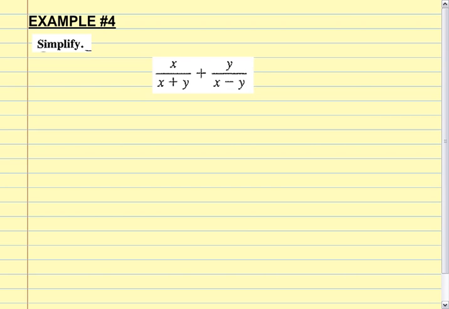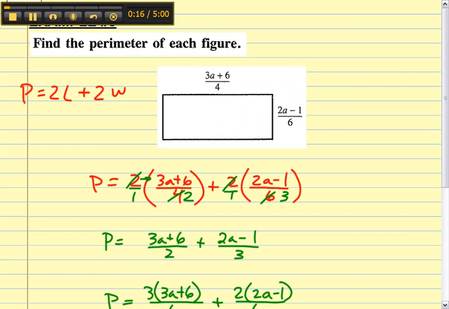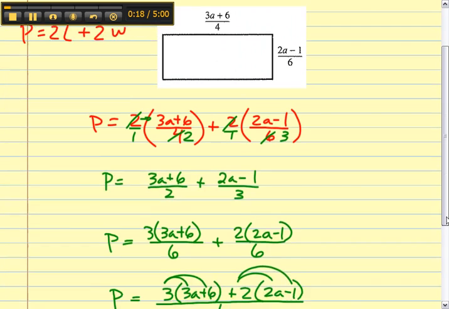Okay, folks, for example number 4, I've got these two fractions that I need to add together. Now, before I get to these two fractions, I want to go back to a problem we had just a minute ago. Actually, it was the perimeter one. Okay, let me go back. Ryan, I think you were the one that helped me with this.